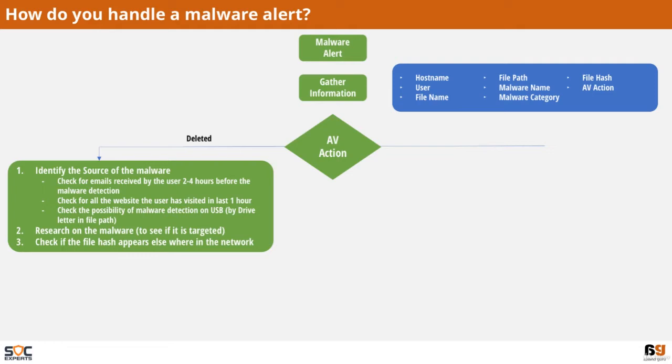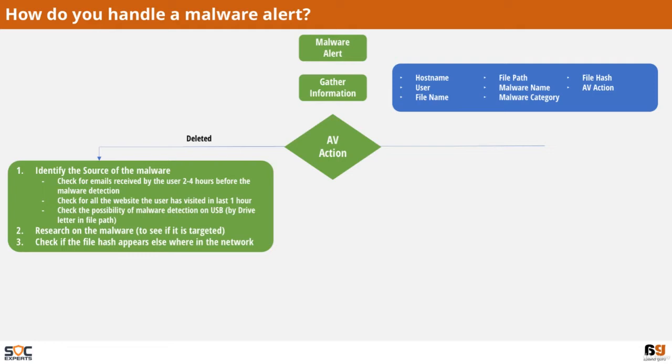We'll also check to see if the malware has been downloaded from any website. Again, proxy logs will be helpful here. And check the possibility that the malware detection could be on a USB. Typically this is done by looking at the drive letter in the file path of the malware detected event.